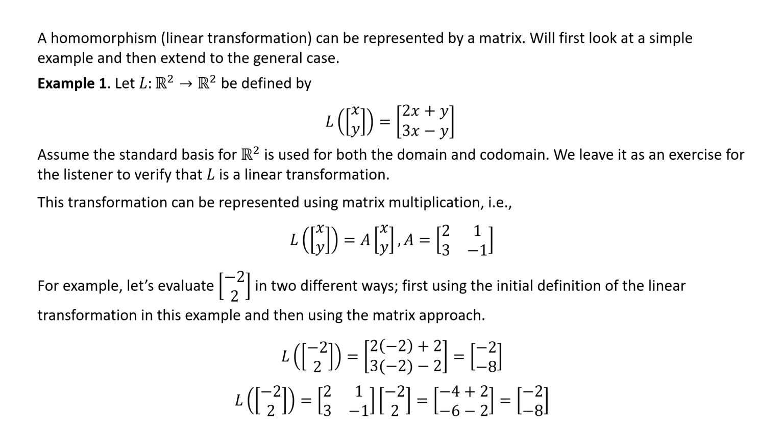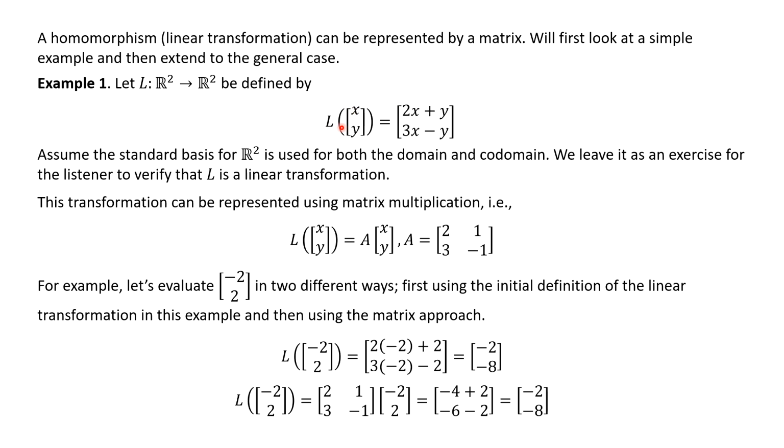So remember, the homomorphism is a linear transformation. What we're going to show in this lecture is that we can represent a linear transformation in terms of a matrix. We're going to focus on finite dimensional vector spaces. So both the domain and the codomain of the homomorphism will be finite dimensional vector spaces. We'll start with an easy example, easy in the sense that we're going to use the standard basis for both the domain and the codomain.